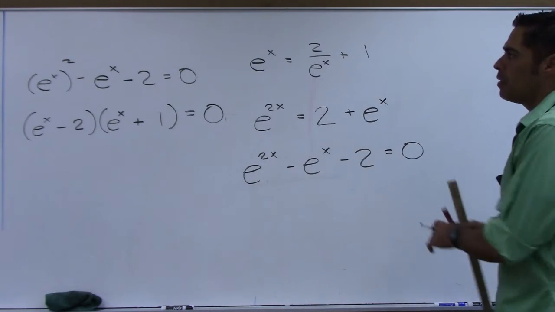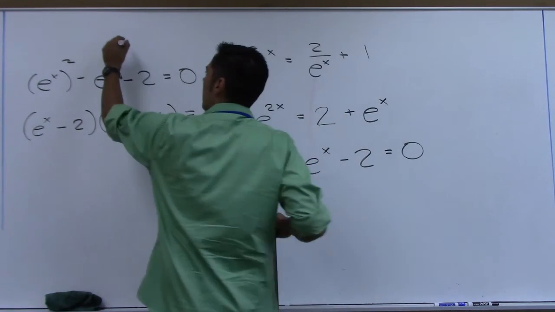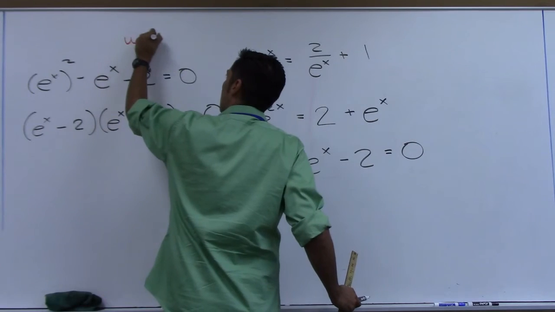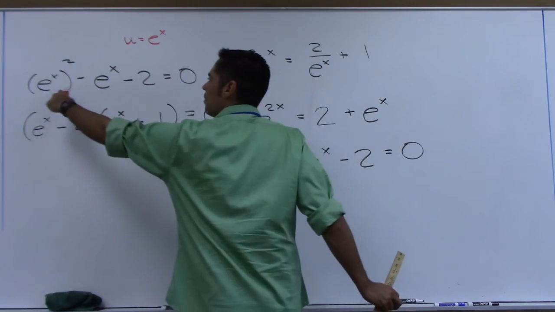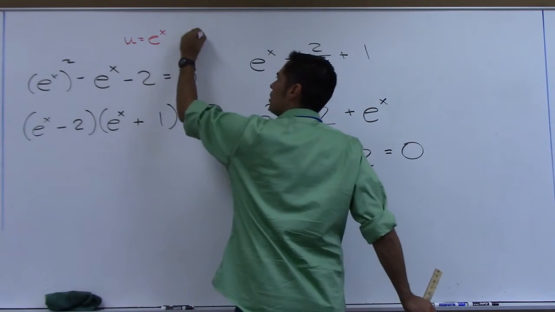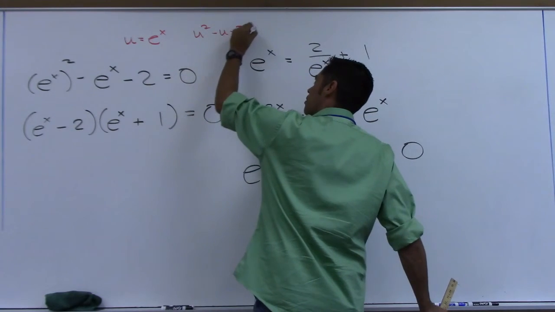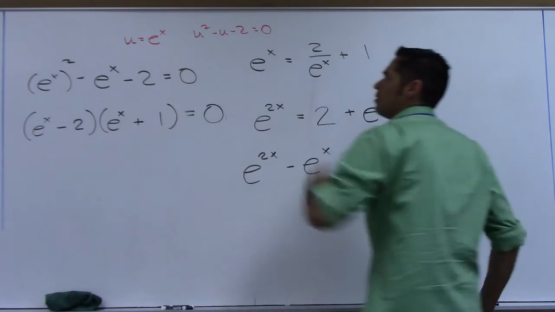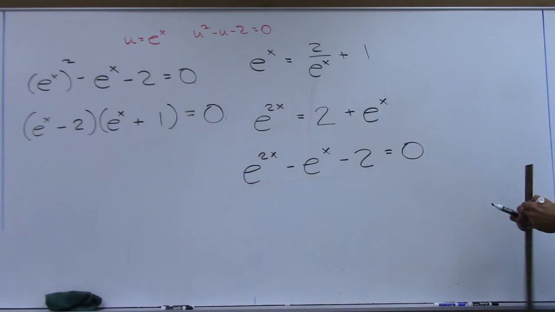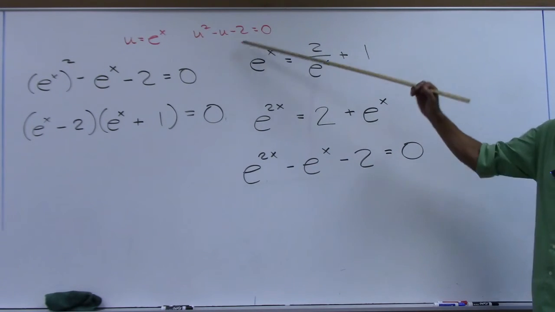Some people prefer it when I go in here and make a substitution. I say u is e to the x. If I do that and rewrite this, the problem becomes u squared minus u minus 2 equals 0. And then I just do college algebra factoring on that. I'm doing the same thing, I'm just skipping all the intermediate stuff.